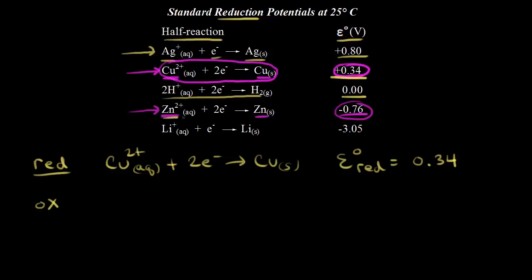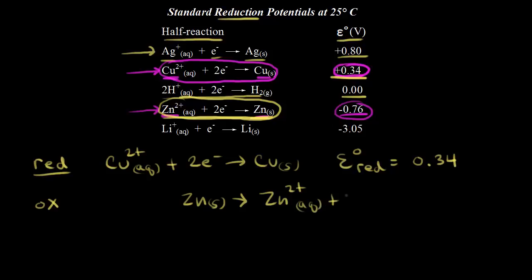That must mean that this should be our oxidation half reaction. But here we have it written as a reduction half reaction. So we need to reverse this reaction to show it as an oxidation. We need to start with solid zinc on the left side. So we start with solid zinc on the left side. And zinc is oxidized into zinc 2+ ions, and we're losing 2 electrons.